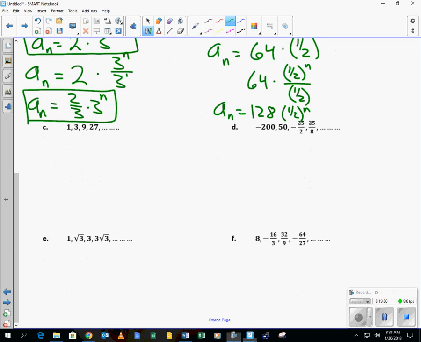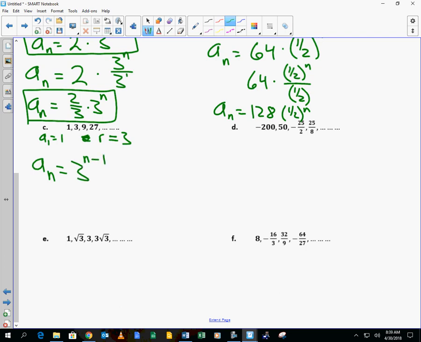What's different about letter C? Yeah, they give you the sequence. So a sub 1 is 1. What's my ratio in this situation? 3. So I have a sub n is equal to 1 times 3 to the n minus 1. Not too bad, huh? All done?